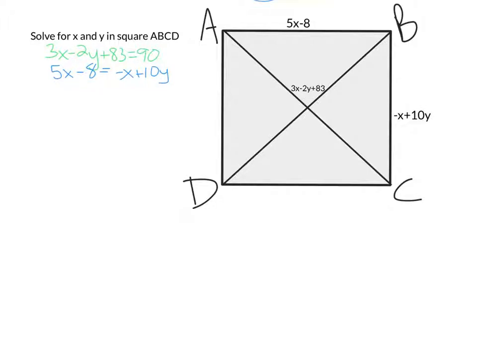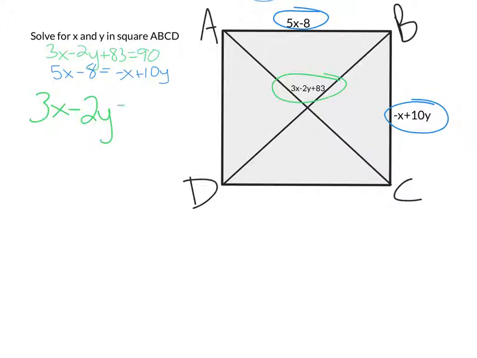All right, so the blue, let me just recircle some things. The blue involves these 2. And the green involves that one. So let's rearrange the green one first, shall we? When we're solving a system of equations, we want it to look like this. We want it to be our x's, then our y's, and then we want it equal to a number. So I'm going to subtract 83 to the other side and get 7.